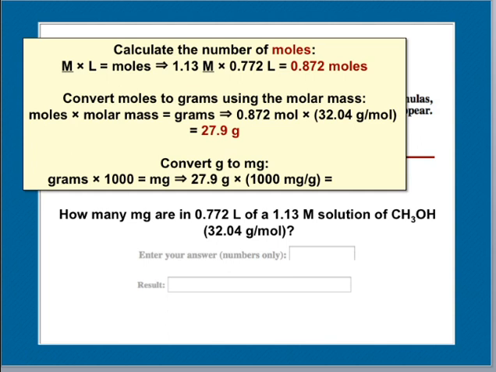It's all the same calculations, isn't it? Over and over again. They look different, but they're the same. Now we have grams, simply convert it to milligrams, multiply by 1,000, and we get 27,900. Any questions?